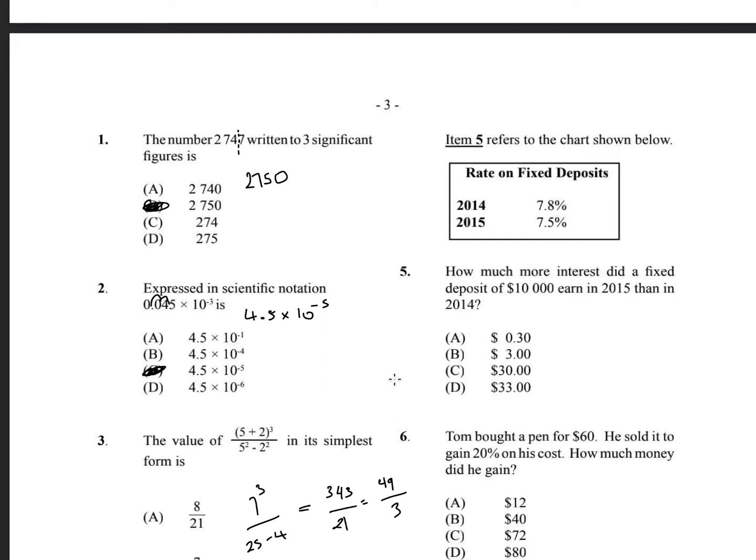Number 5. Now, here we're talking about fixed deposits, rate of fixed deposits. How much more interest did a fixed deposit of $10,000 earn in 2015 than in 2014? Now, to solve this, you just need to ensure that you subtract the difference between the percentages, and obviously you can see from this that the difference is 0.3%. So to find your answer, you need to know what is 0.3% of 10,000. 0.3% of 10,000 is 30. Your answer is C.